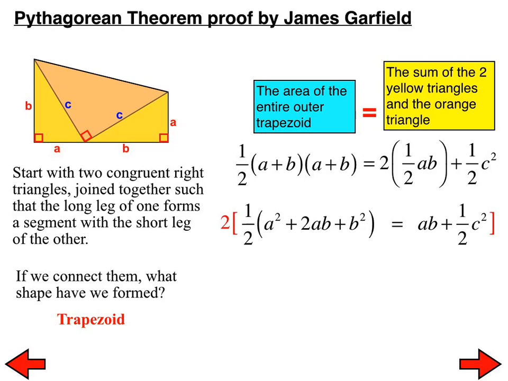Now, I'm going to multiply both sides by 2. We've done that kind of thing many, many times. I do that to clear out the fractions. And so when I do that, I now have this.